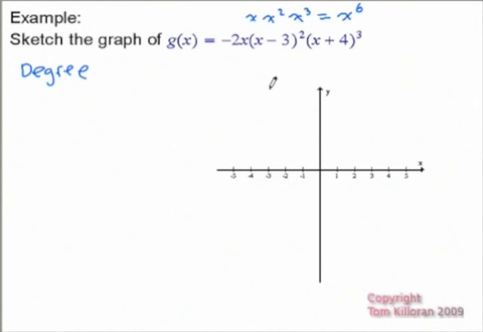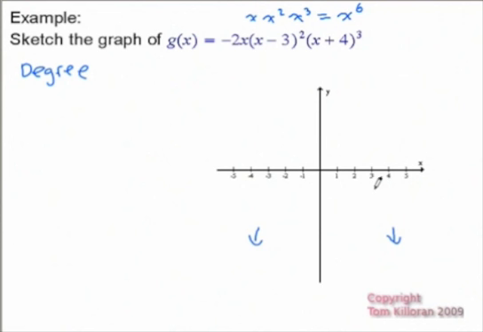So its end behavior is either both up, like this, or both down, like this. Now, what determines that is the sign that's sitting out front. Now, if it's positive, it would have been both up. But because it's negative, our end behavior is going to be down and down.